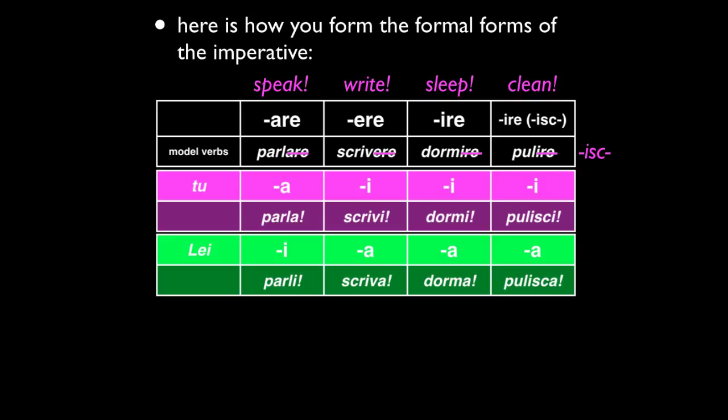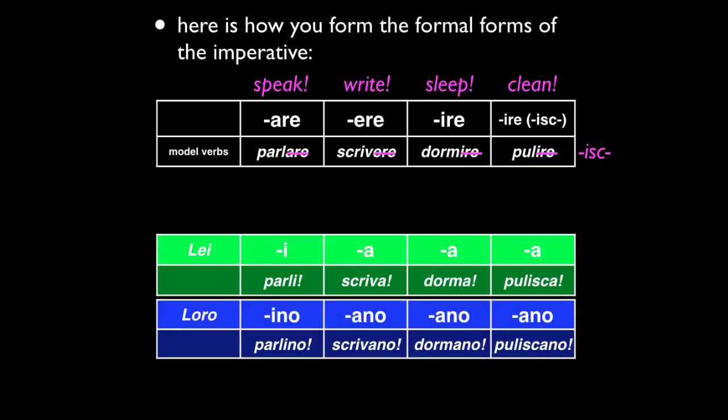So look at how nice this is. The tu and the Lei forms in the imperative are just mirror images in terms of the verb endings. So instead of A, I, it's I, A. And so that is really easy to remember if you know your tu forms. You know, well, I just make the mirror image of them and flip them. It's very convenient too.